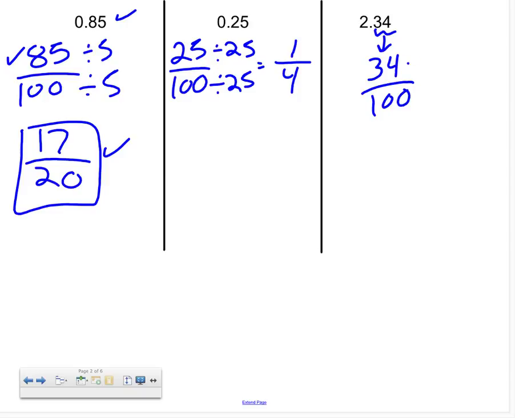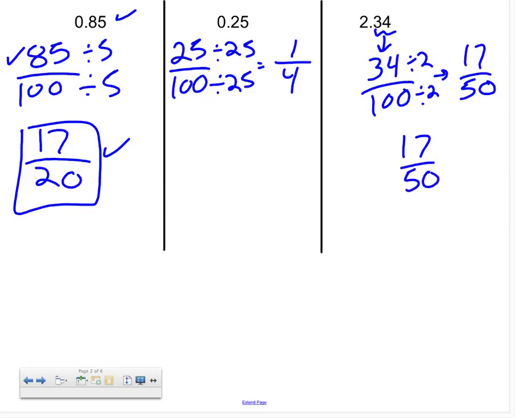I'll cut these both in half by dividing them by 2. Simplify it down a little bit. That will give me 17 over 50, which can't be reduced anymore. So my fraction part is 17 over 50.